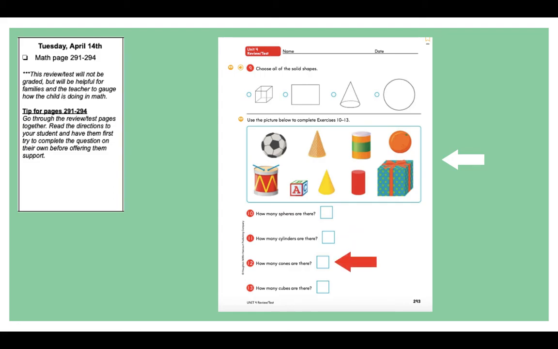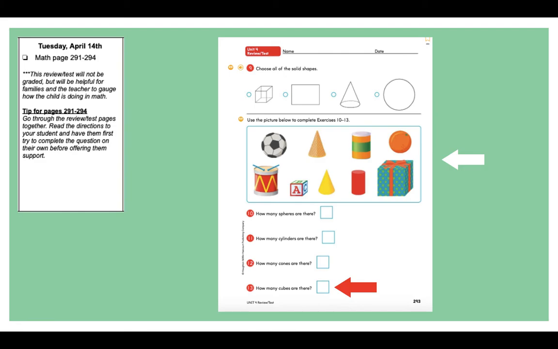Next we have cones. How many cones are there? Cones. Think of it like an ice cream cone. How many cones do you see? Count the cones, write the number in the box. Then the last one is cubes. How many cubes do you see? Count the cubes and write the number in the box.